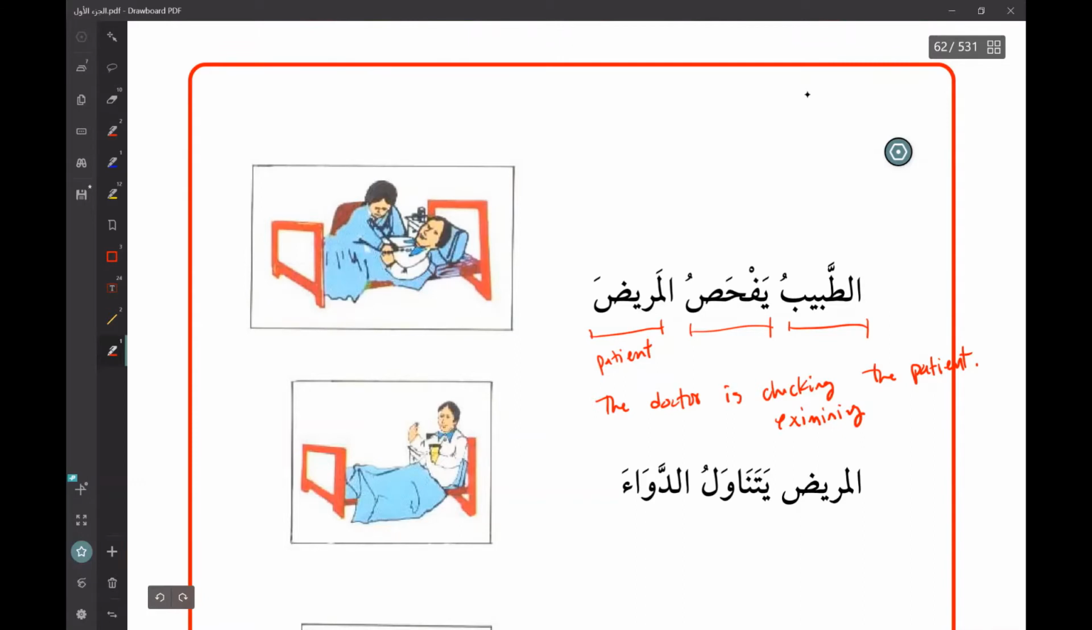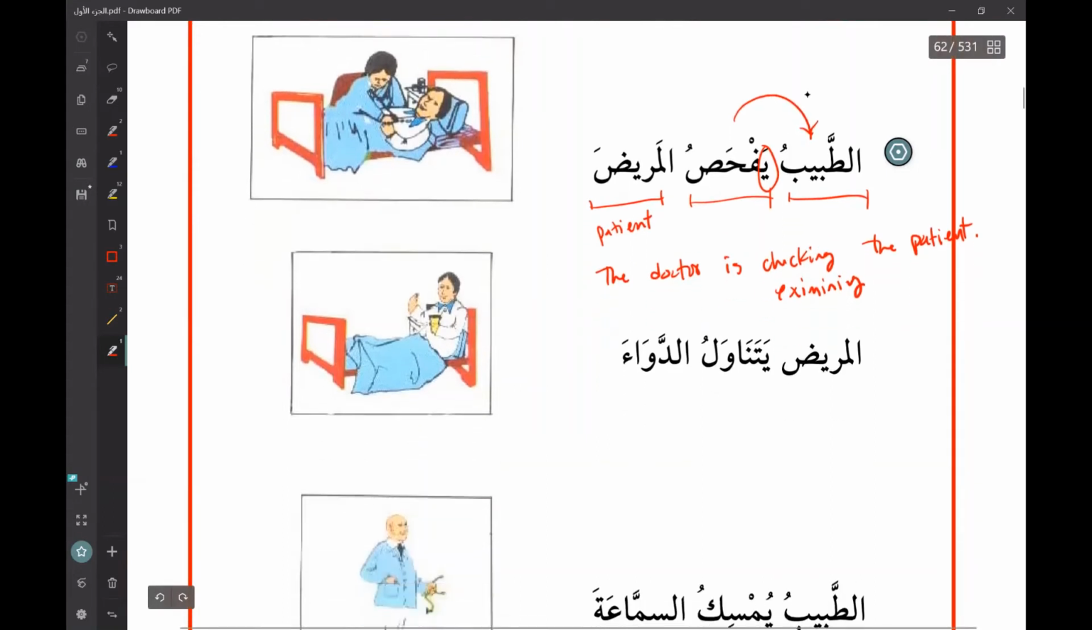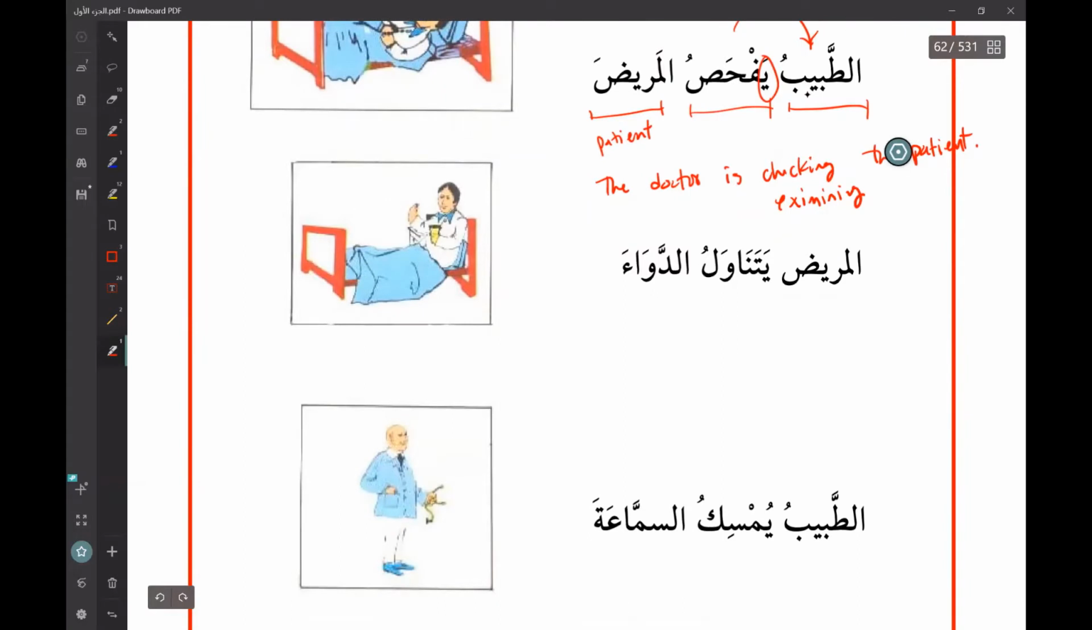Okay, makes sense? So again, what kind of verb is this? It is present tense, and it refers to a he. Okay, and this he is referring back to الطبيب, the doctor. Okay, so then we have المريض يتناول الدواء. Al-Marid, we know what Al-Marid means. Yatanawal, we have another verb. Again, it starts with ya, so we can think it's a present tense and is in the he form.